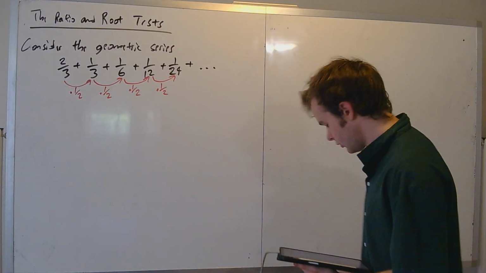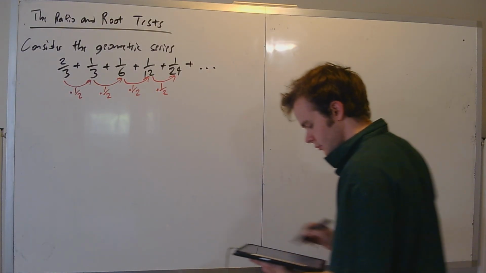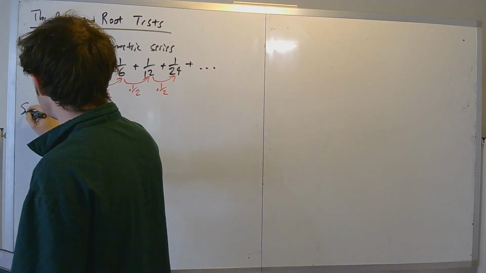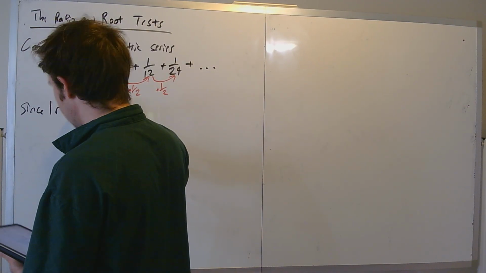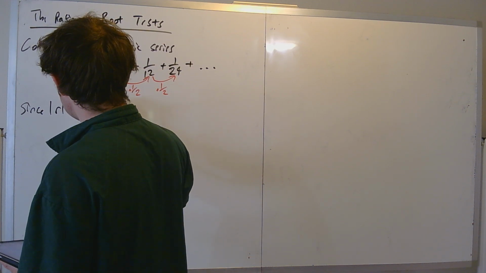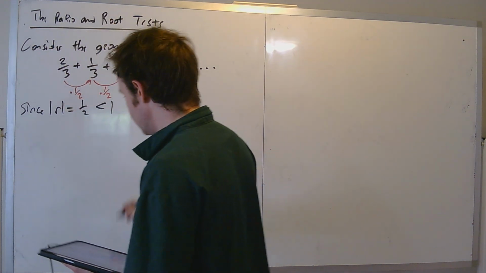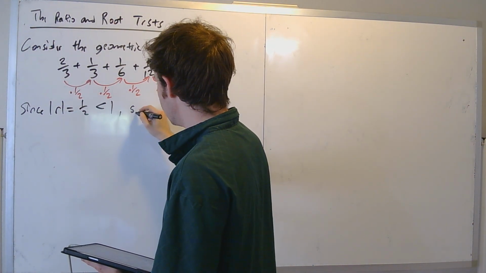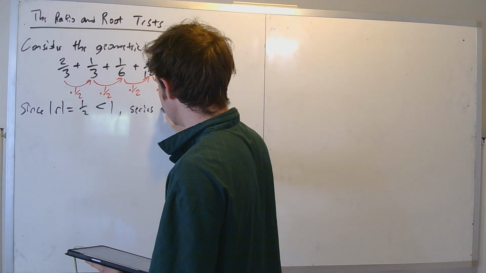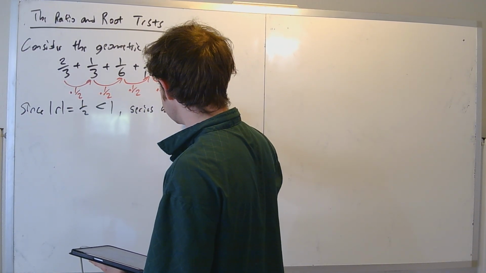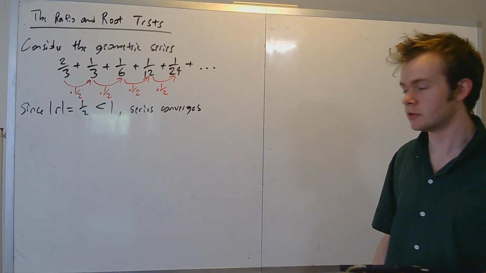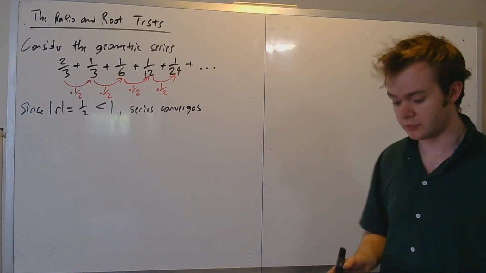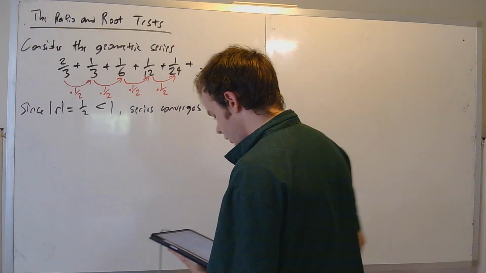Okay, so since the absolute value of r is equal to 1/2, which is less than 1, remember that means our series converges. Whenever we have these geometric series, it's very easy for us to tell whether the series converges or diverges.